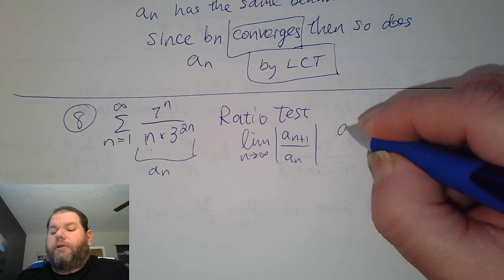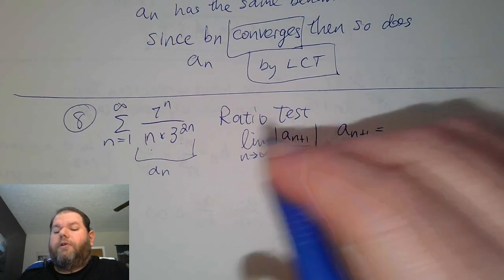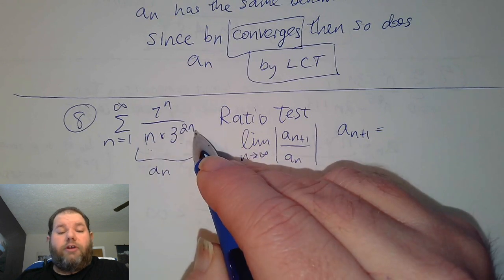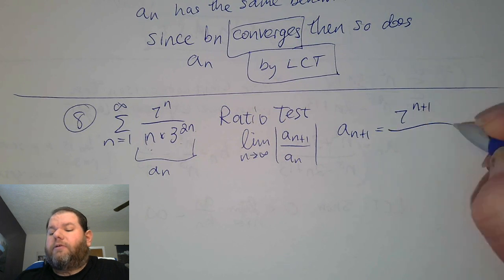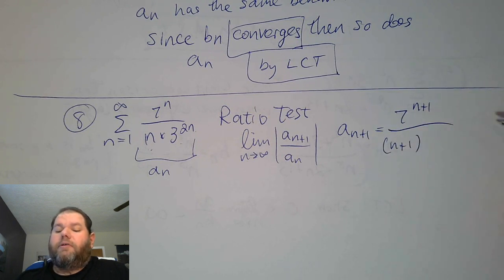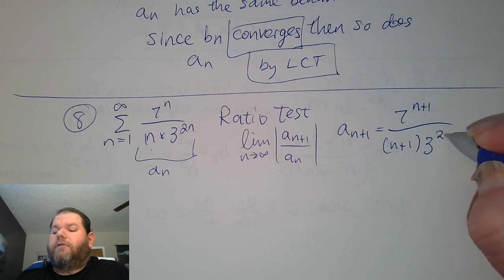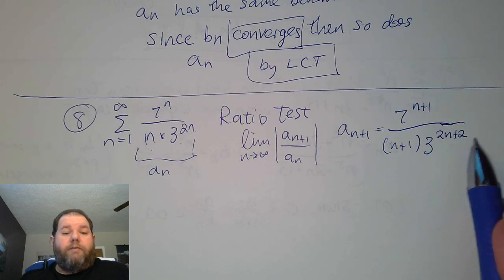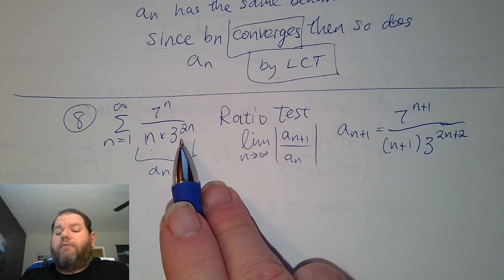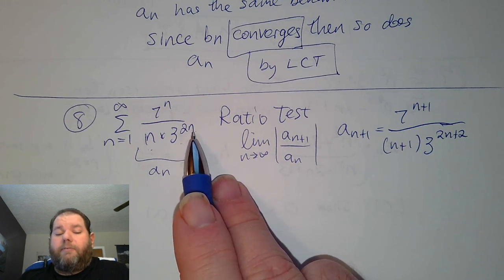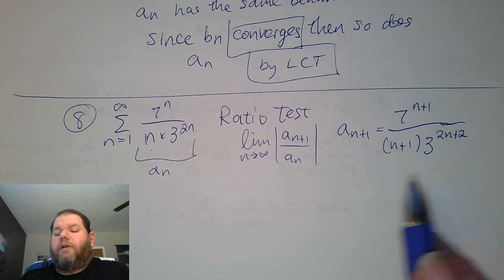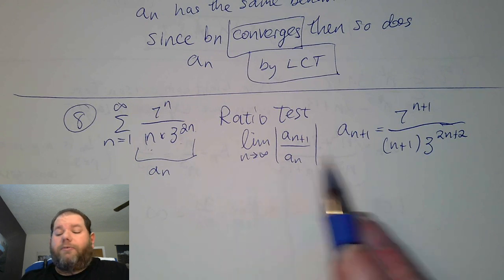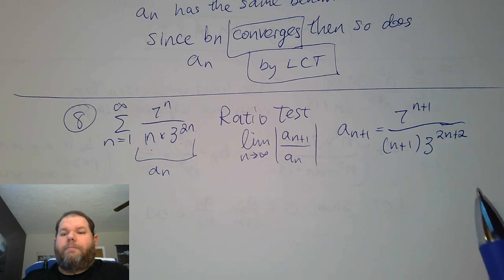So a sub n plus 1, in this case, we just take each of these n's and change them to n plus 1. So it would be 7 to the n plus 1, n plus 1, and then 3 to the 2n plus 2. This is the confusing part for most people, but again, if we take n and replace it by n plus 1, the 2 has to distribute to both of those parts. So 2 times parentheses n plus 1 is 2n plus 2.